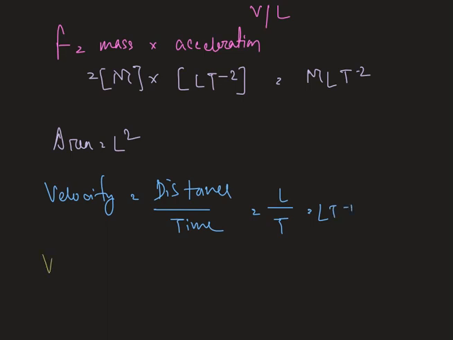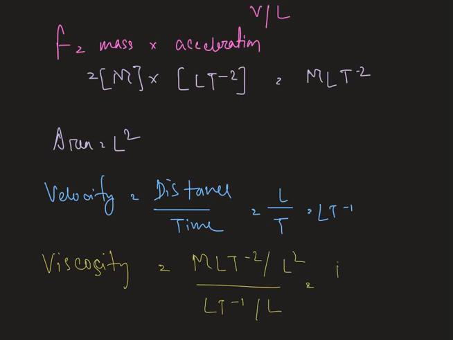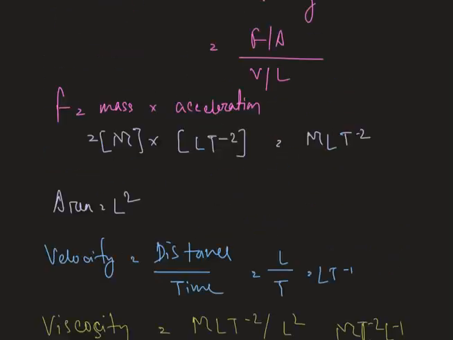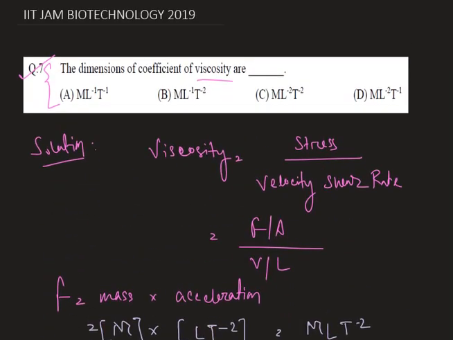So at last the dimension of viscosity which we get is M L T to the power minus 2 divided by L square, whole divided by L T to the power minus 1 divided by L. So after some simplification we get, and from this we get M T to the power minus 1 L to the power minus 1. Okay, so option A is the correct answer.